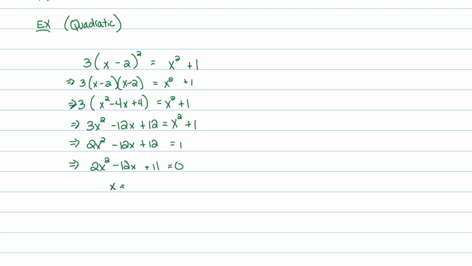X equals the opposite of the middle coefficient, so that's a positive 12, plus or minus the square root of that middle coefficient squared minus 4ac, all over 2a.